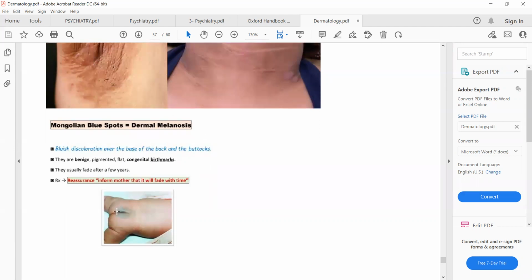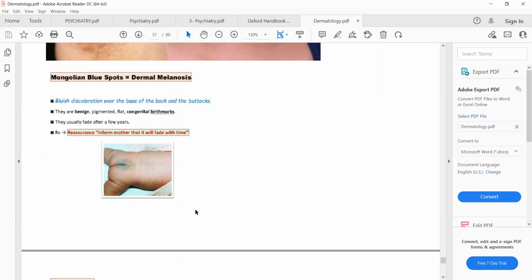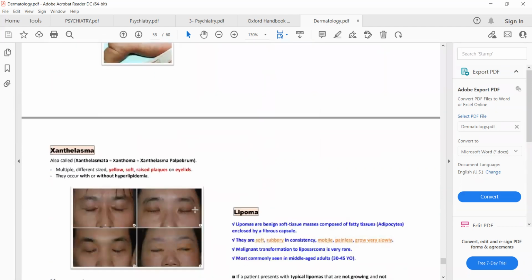No treatment is usually required for dermal melanosis because it is a self-limited condition and it will fade with time. So if the mother is worried or concerned about this bluish discoloration of the base of the back and buttock, then you will only reassure the mother and inform her that this spot will fade away with time.